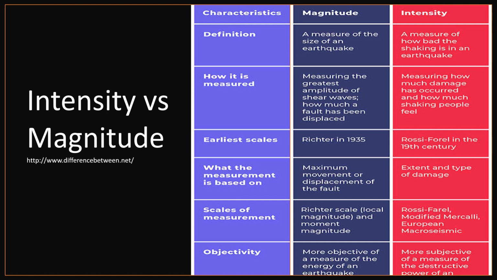So that is the concept that we need to understand. Magnitude and intensity. At marami pa silang pagkakaiba. So, how is it measured? Magnitude, measuring the greatest amplitude of the shear wave, how much fault has been displaced. Yun nga ang sabi ko kanina. While intensity, we measure how much damage has occurred and how much shaking people feel. So when we talk about how many buildings have collapsed, that is intensity.